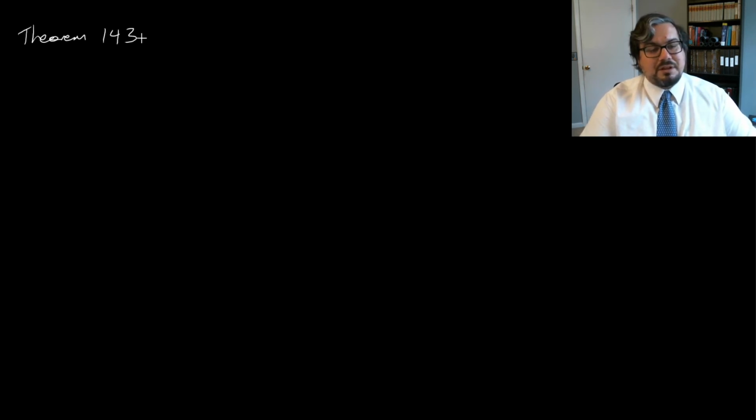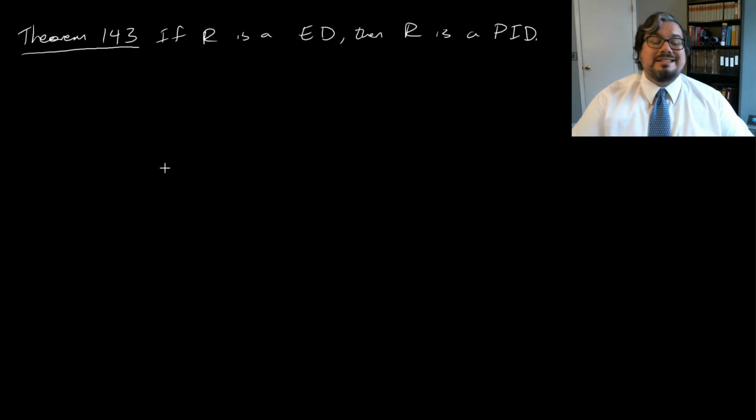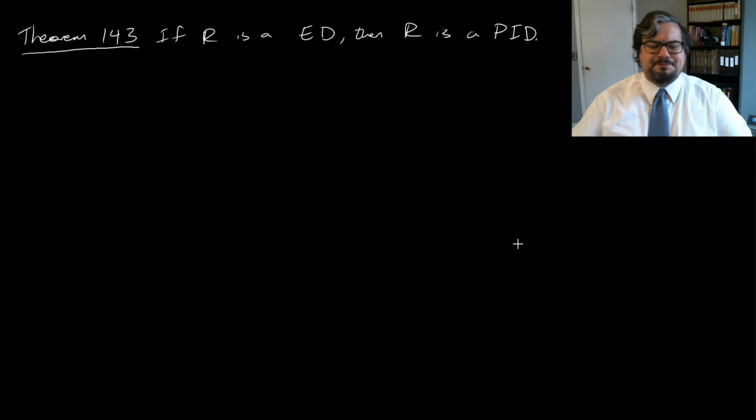Let's look at Theorem 143. It says, if R is a Euclidean domain, then R is a principal ideal domain. So this theorem tells us that Euclidean domains are actually fairly uncommon. Having a Euclidean measure is a very strong condition. If you're a Euclidean domain, then you're a principal ideal domain. Principal ideal domains are fairly rare in the space of all domains, and they have lots of nice properties.